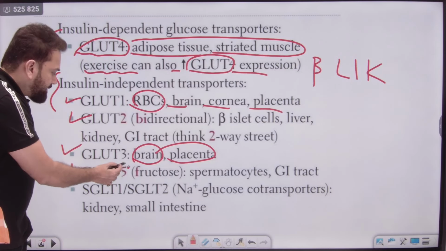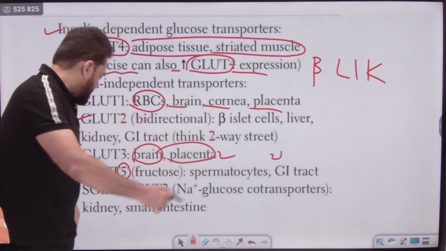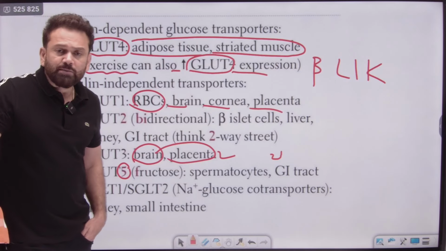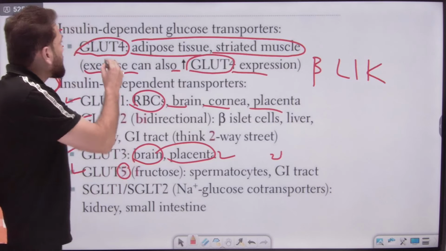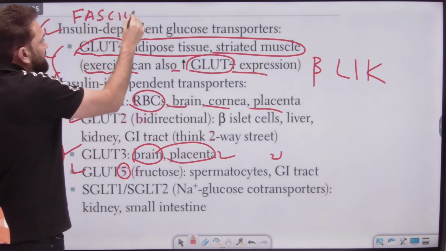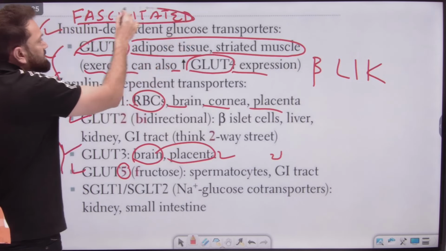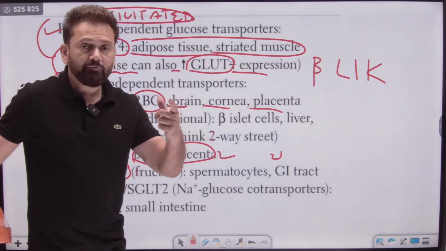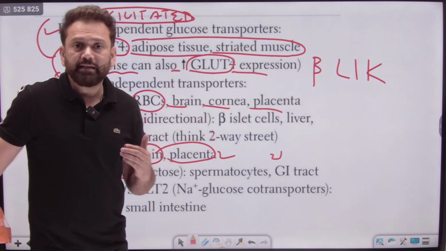GLUT5: F for 5, F for fructose. They are in spermatocytes and the GI tract. Now please remember, these all are passive transporters. Simple diffusion or facilitated? They are all examples of facilitated diffusion. Facilitated diffusion is active or passive? Doctor, please remember, it is passive. A carrier is needed, but when carrier proteins are needed, ATP is not needed. It is called facilitated diffusion.